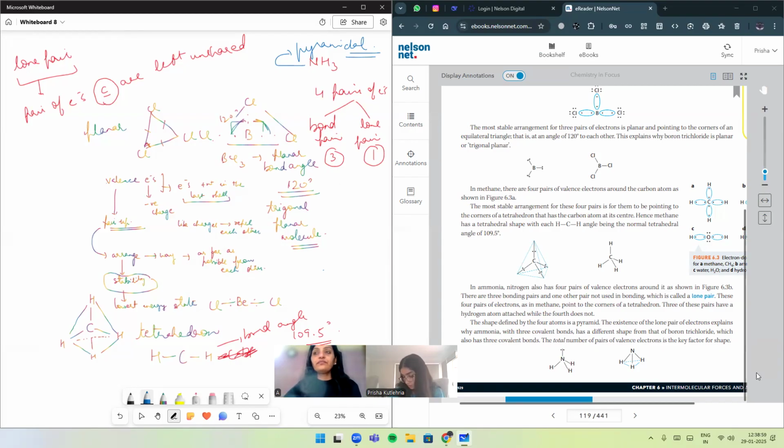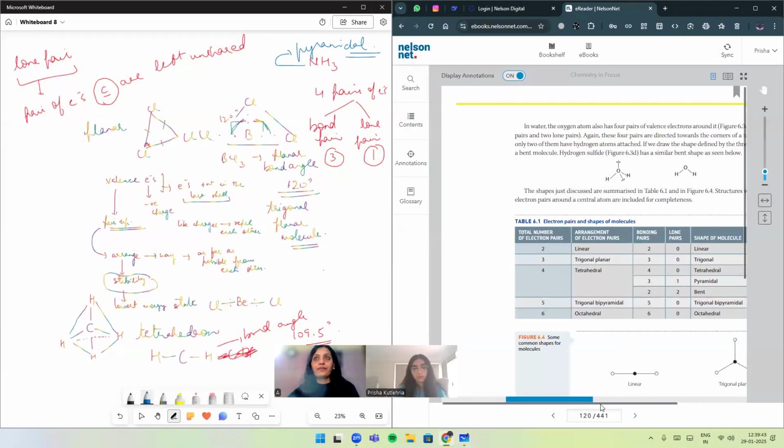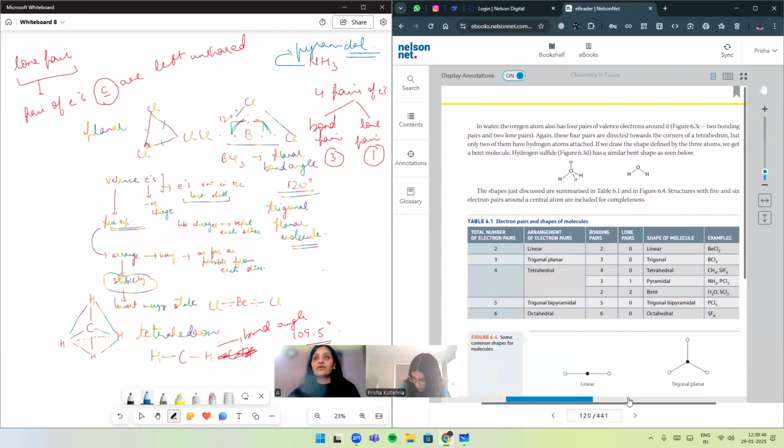Right? So because of the lone pair of electrons, now I can see boron trichloride and ammonia. They both have three covalent bonds, three pairs, right? But the shape is different. Why? Because of the presence of a lone pair of electrons in ammonia, right? So that is giving the shape of a pyramid. Got it? So that means when you are talking about the shape, you need to know about the total number of pairs of valence electrons. Got it? Okay. So water we are going to take up in the next class, right?